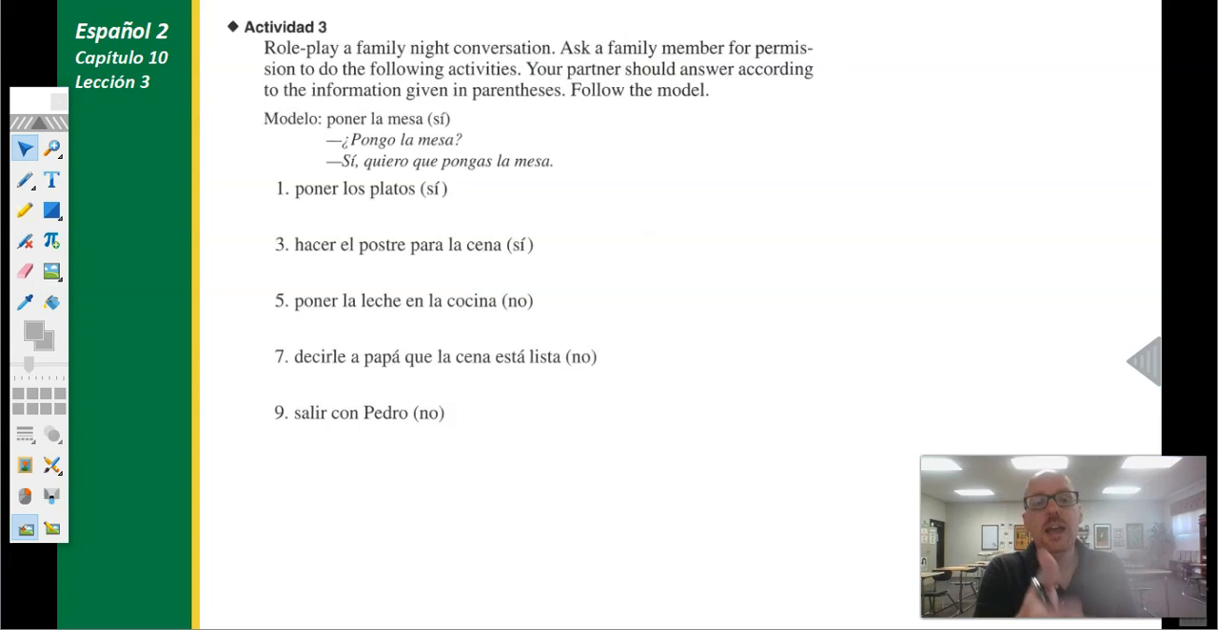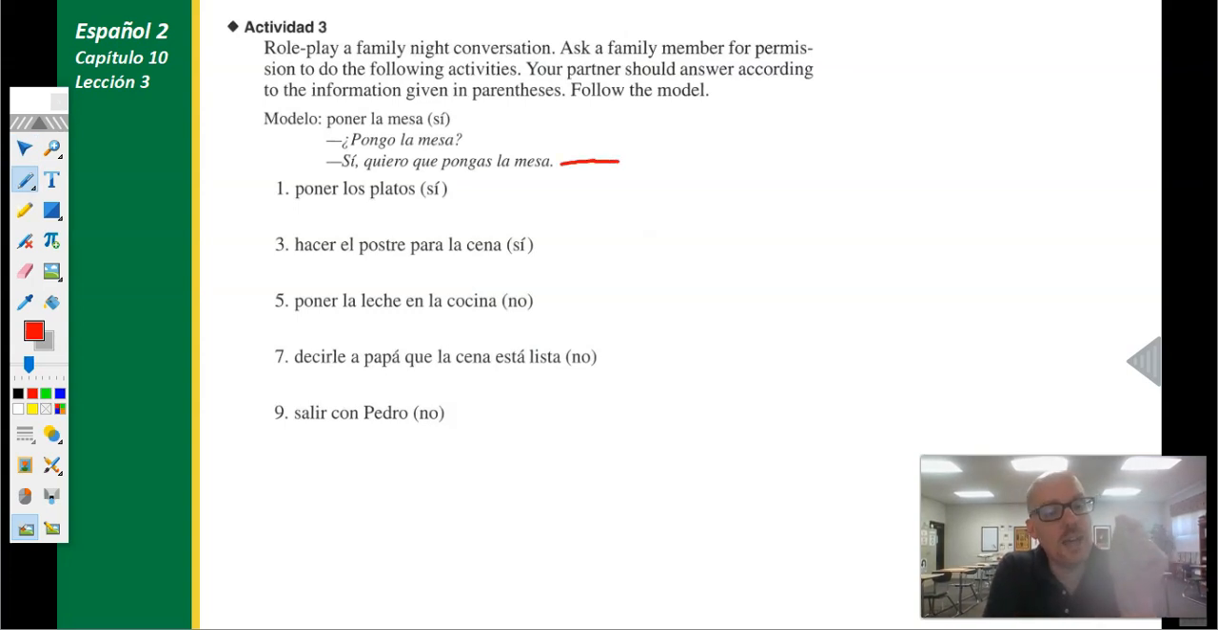So ask the question and then answer the question using one of those expressions of volition. Let's look at the modelo. Poner la mesa, to set the table. And we're going to do this one in the affirmative. So the question is, pongo la mesa, do I set the table? And then you will write the answer to that question using an indirect command.